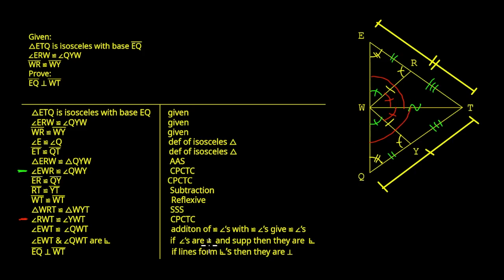If angles are congruent and supplementary, then they are right angles. We've shown that these two angles are congruent, and then EWQ forms a right angle. So these two angles are also supplementary. So we will take off the congruent markings and put on right angle markings. From there, EQ is perpendicular to WT. If lines form right angles, then they are perpendicular. So EQ and WT form right angles, therefore they are perpendicular.